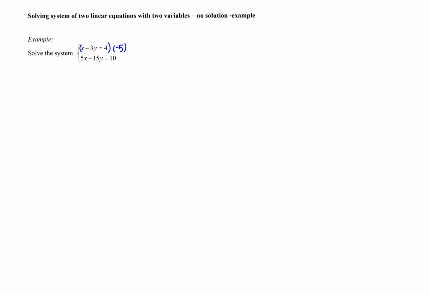So if we do that, the system becomes negative 5x plus 15y equals negative 20. The second equation will be intact because we already have the right coefficient of x. And we'll add the equations side by side.